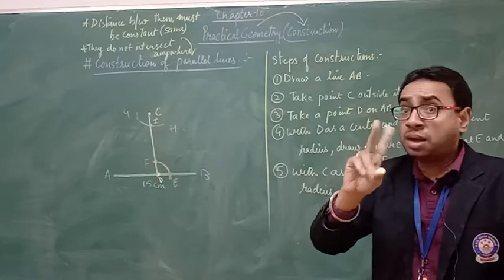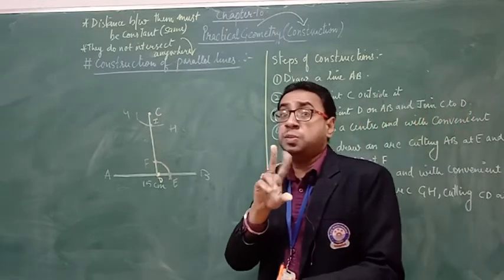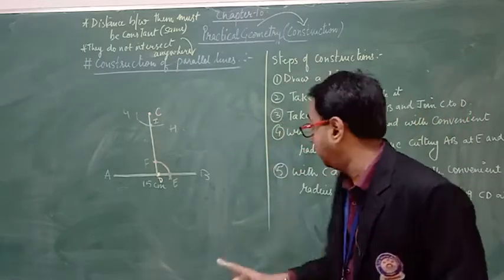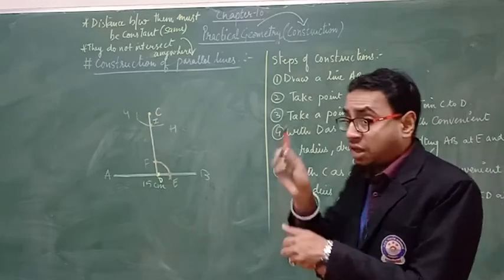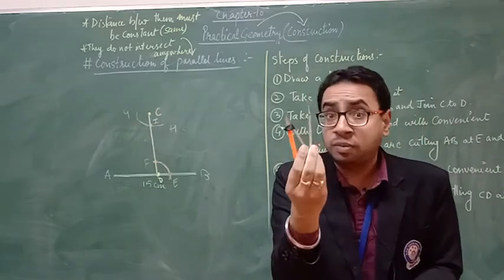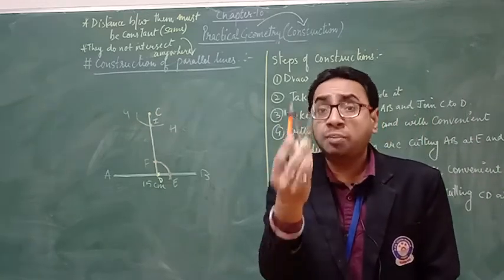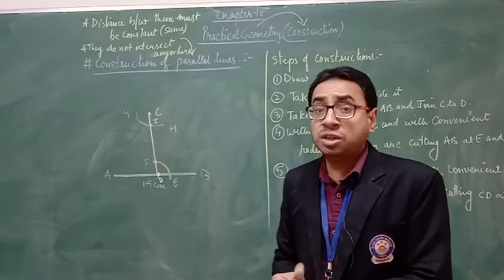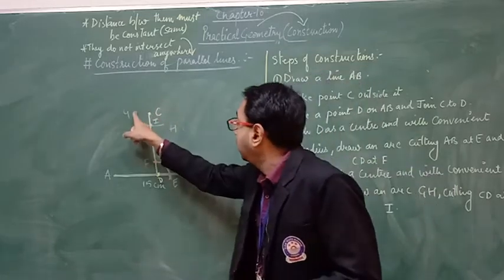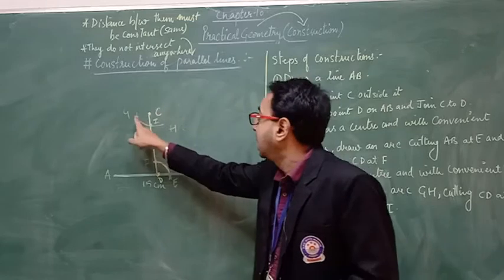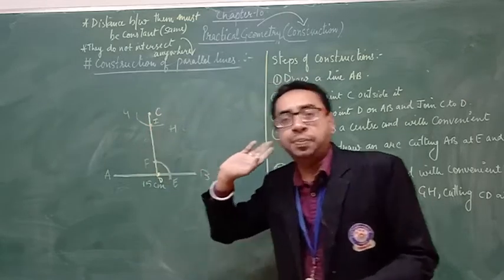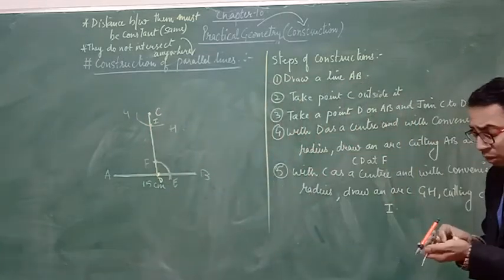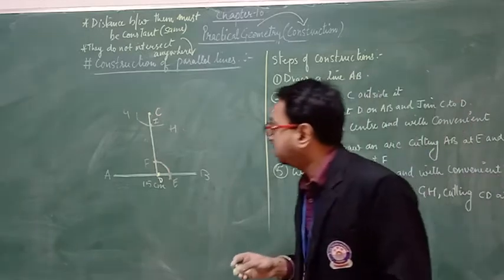You will not change the compass. Do remember, the radius must be the same. Very important: whatever the compass opening you used for the earlier arc, the same must be used for this. The radius must be the same, no changing. Clearly, draw one arc GH, cutting CD at I. Any doubt? Next important step.